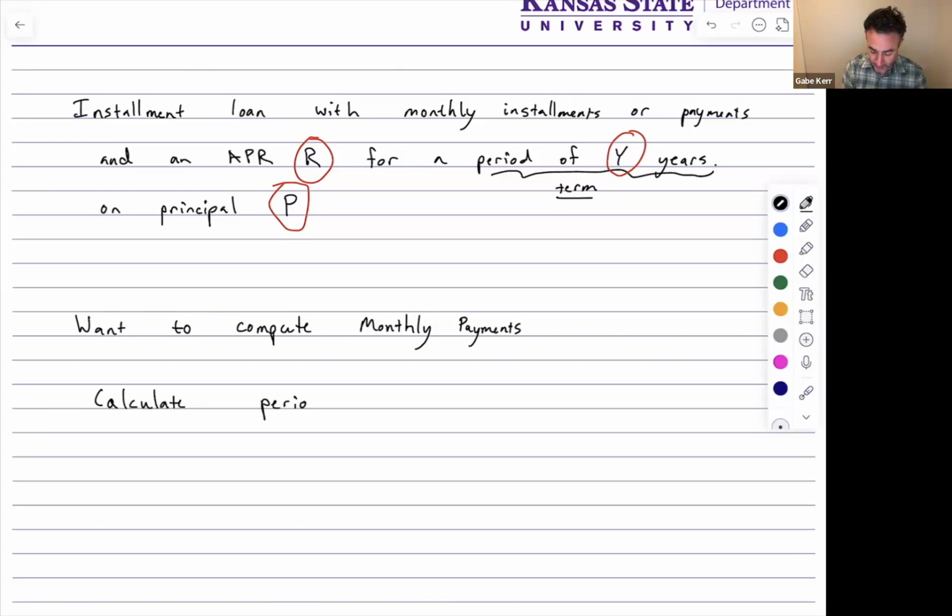Your periodic rate, which is our lowercase p, is going to be your APR. Oh, I'm sorry, I should write APR as lowercase r. It's going to be your APR divided by 12. So this is your periodic rate. And then you're going to replace the year with the number of payments that you plan to make. So you also want to calculate the number of payments, and if you're paying once a month for Y years, you'll have 12 times Y.